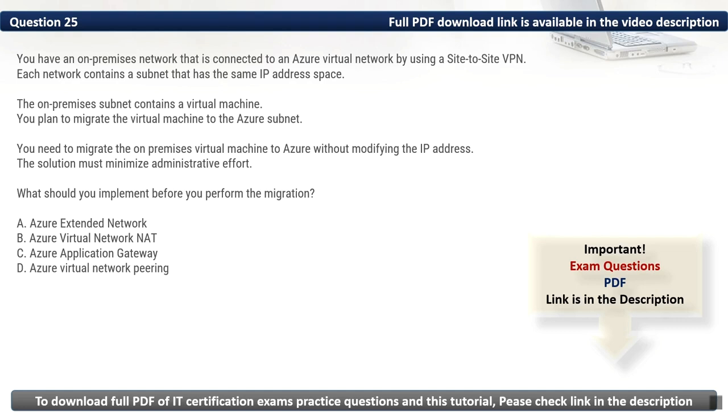Firstly, let's eliminate the incorrect options. We have B. Azure Virtual Network NAT. Network address translation is for managing the IP address translation.